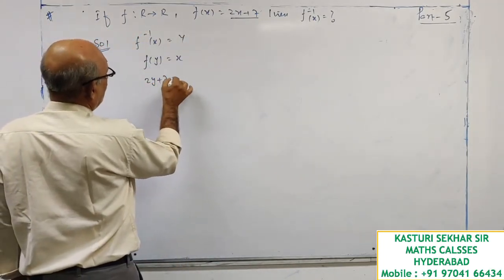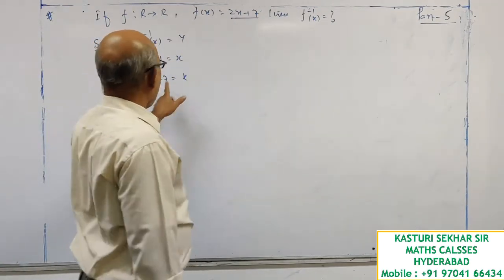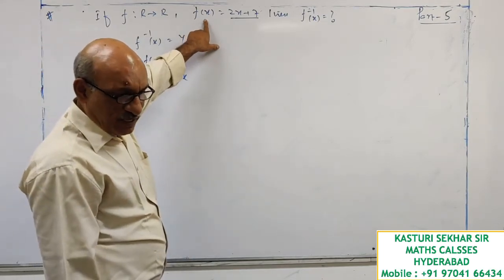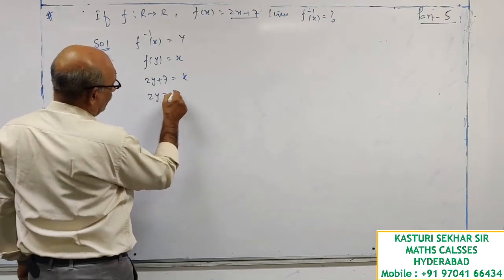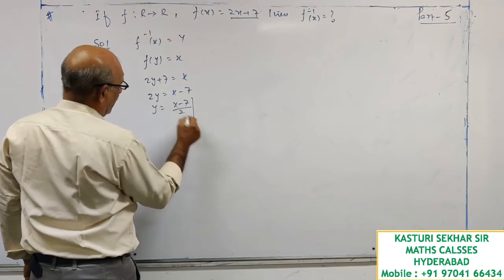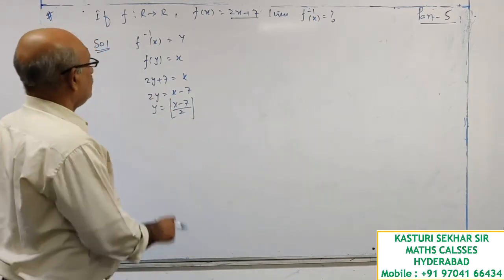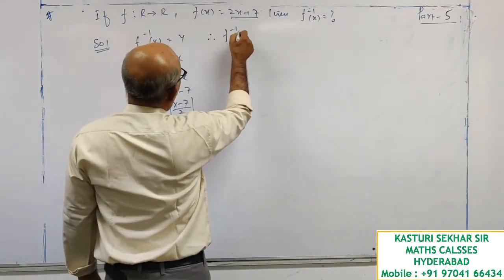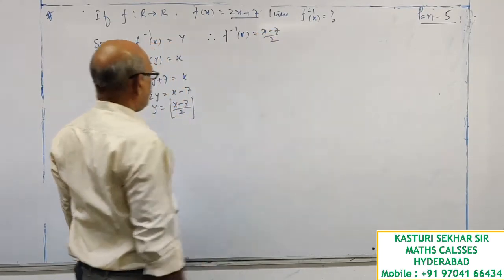2y plus 7 is equal to x. How is it obtained? In the given function, variable x is replaced with y. Take 7 to the other side: 2y is equal to x minus 7. Y is equal to x minus 7 by 2. But what is y? F inverse x. Therefore, f inverse x is equal to x minus 7 by 2.